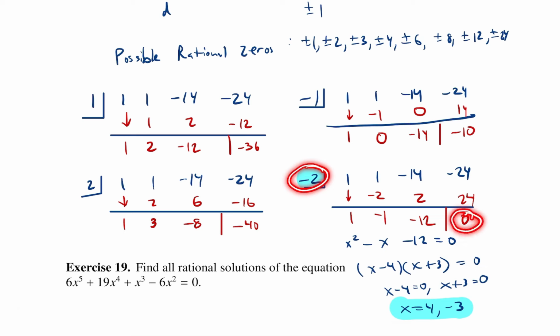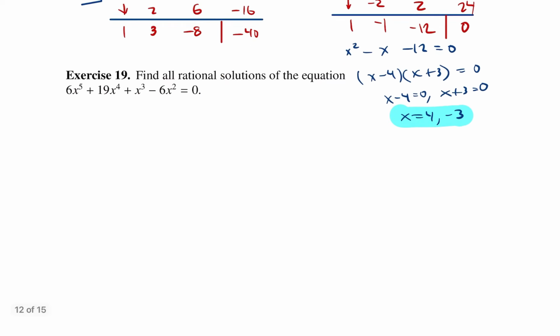So whenever you have a third degree polynomial, your goal is to find one instance where the remainder is 0. Once you get that 0, then you can just factor the trinomial that's left and get the other zeros. If it's not factorable, you can also do the quadratic formula, and that would give you the other 2 zeros.